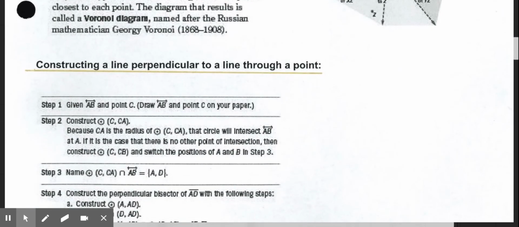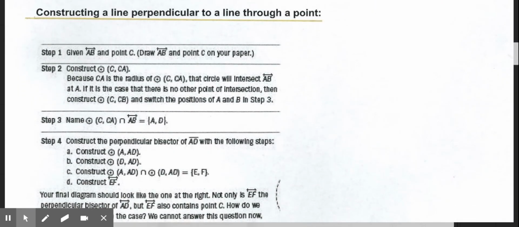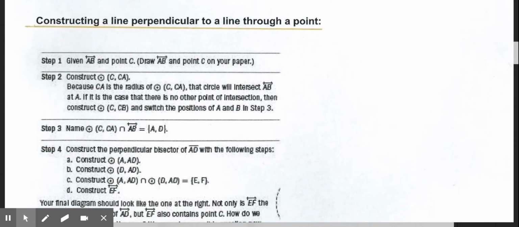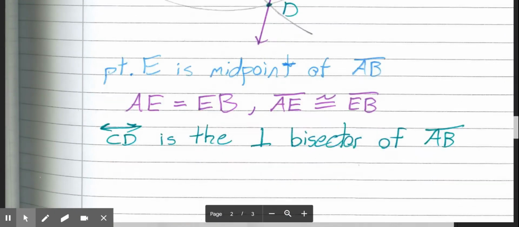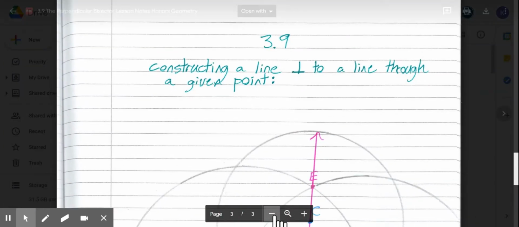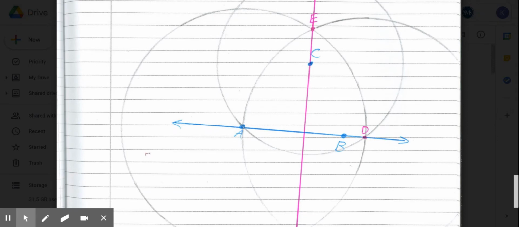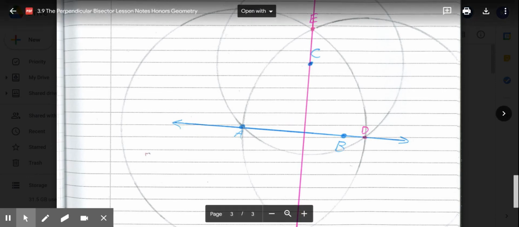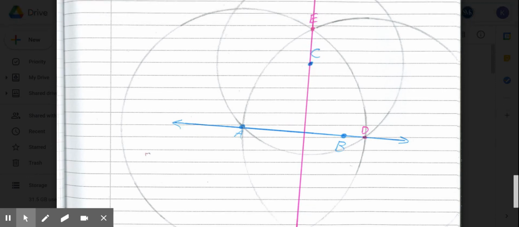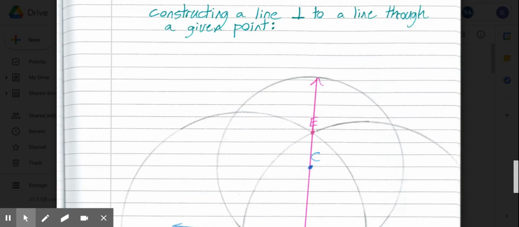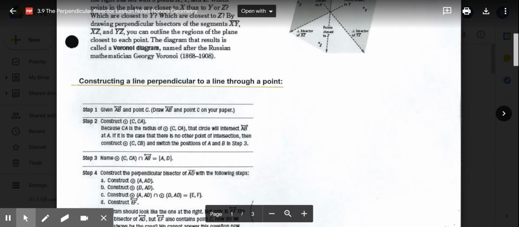So then the final piece that we're looking at is the idea of simply constructing a line perpendicular to another line through a point. So these 4 different steps came right from the book, and they go with the diagram down here on page 3. So the first thing that they do is they give you, and I just drew my own, a line AB and some point C. What we want to do is construct a line perpendicular to AB through point C.